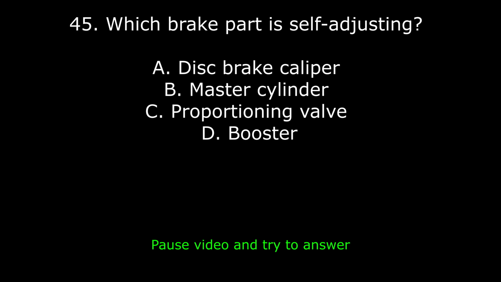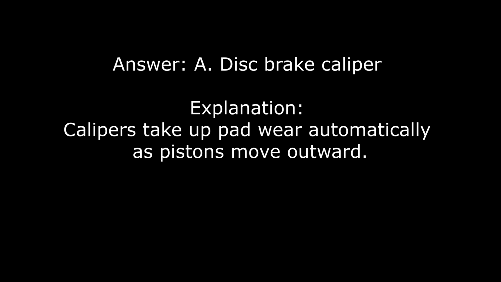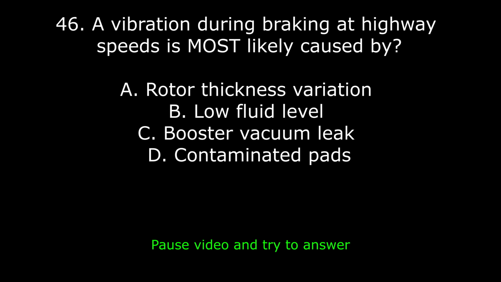45. Which brake part is self-adjusting? A. Disc brake caliper, B. Master cylinder, C. Proportioning valve, D. Booster. Answer A. Disc brake caliper. Explanation: calipers take up pad wear automatically as pistons move outward.